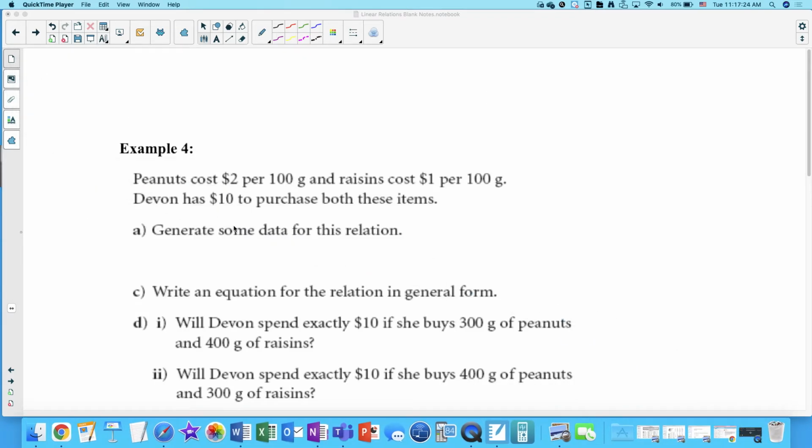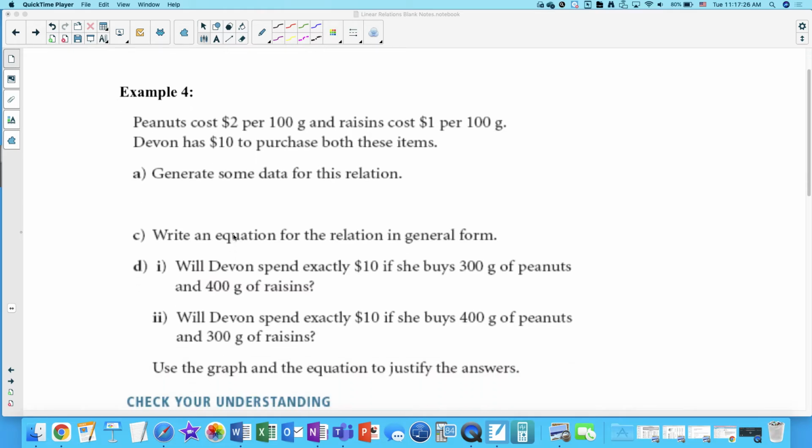Here's an application question. Peanuts cost $2 per 100 grams. Thank you. And raisins cost $1 per 100 grams. So this is probably like from a bulk bin, that sort of thing. Devin has $10 to purchase both these items. Okay? First thing we're asked to do is to generate some data for this relation.